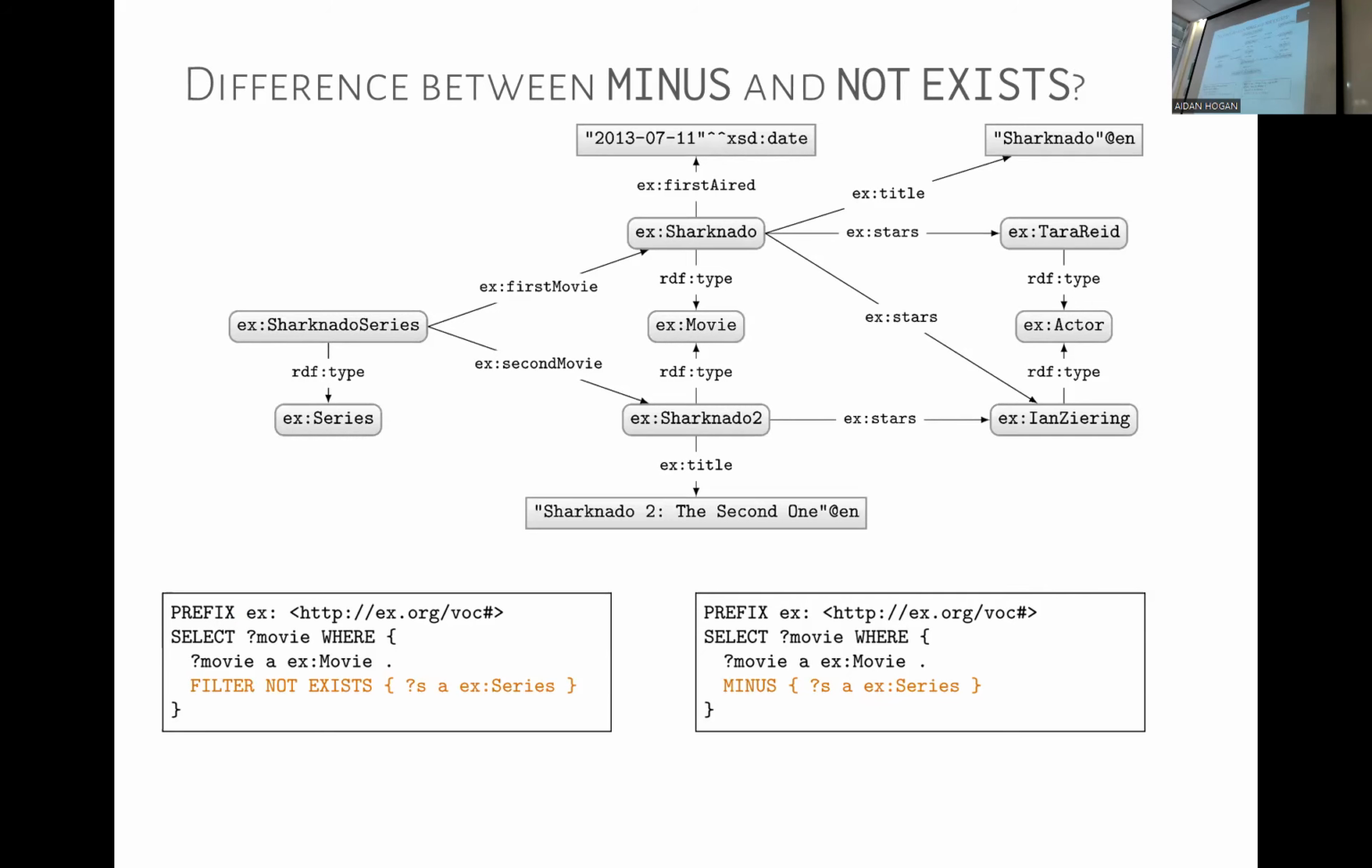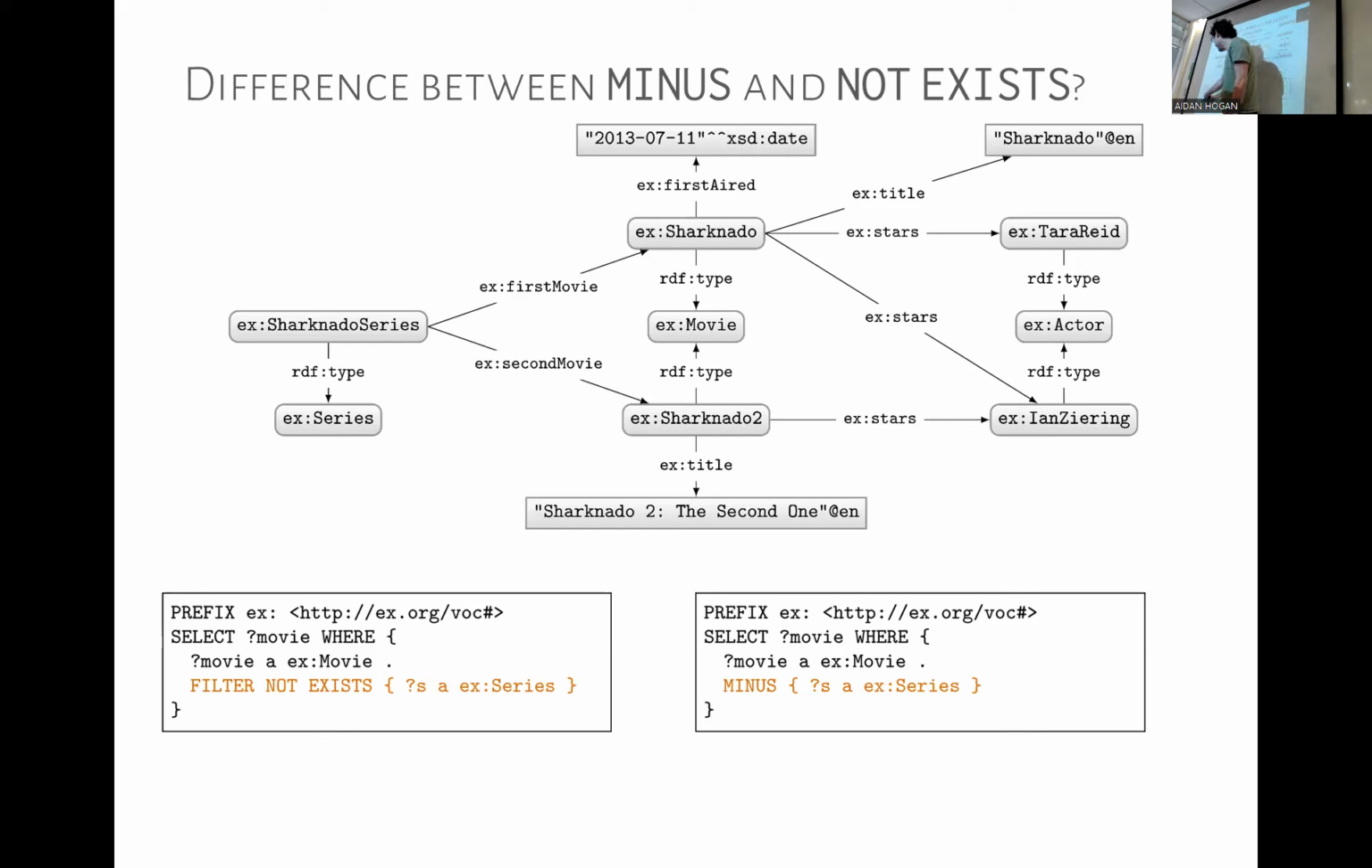So what's the difference here? In this case, the semantics we apply say: if there exists any solution for this pattern, and we replace whatever variables from outside inside the filter not exists. If there does not exist any results for this, then we return the result. If there exists a result, we do not return it.